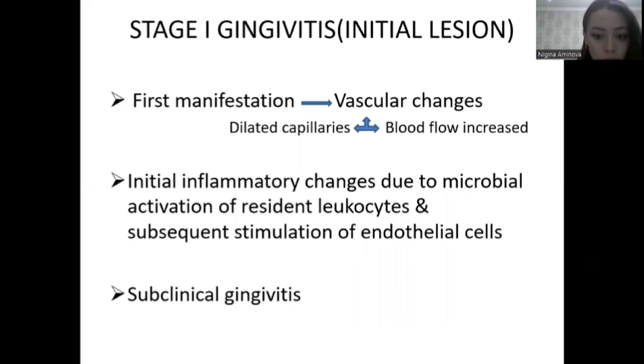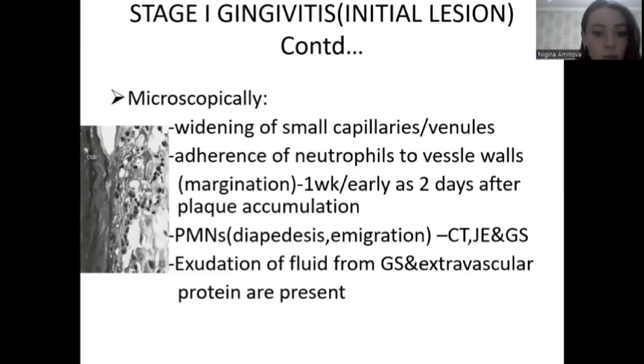So let's start. Stage 1, initial lesion. The first manifestation of initial lesion is vascular changes. So the blood flow increased and dilated capillaries. Initial inflammatory change due to microbial activation of resident leukocytes, subsequent stimulation of endothelial cells, and the subclinical gingivitis. If we investigate the cells under the microscope, we can see the widening of small capillaries, adherence of neutrophils to vessel walls. You can also see exudation of fluid from GS, and the extravascular protein are present.